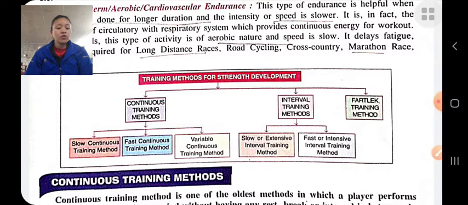Because we do the activity for long durations, the intensity is slow in the continuous training method. This method is very good for developing a very high level of endurance, and we should perform it once or twice a week. Therefore, our intensity, our speed, is slow.